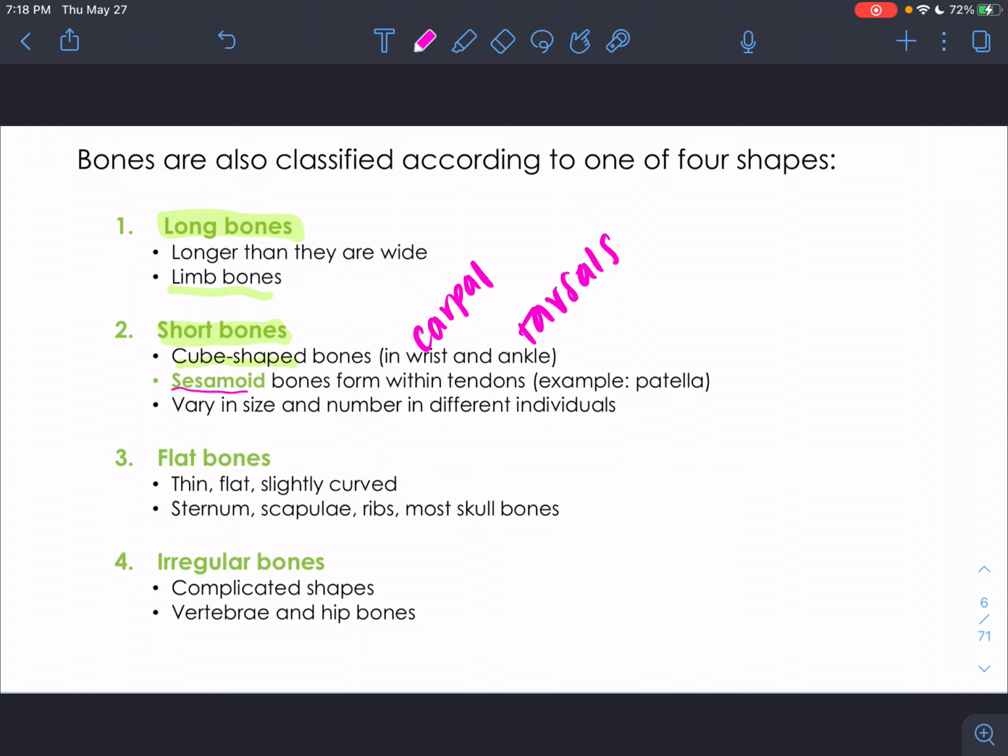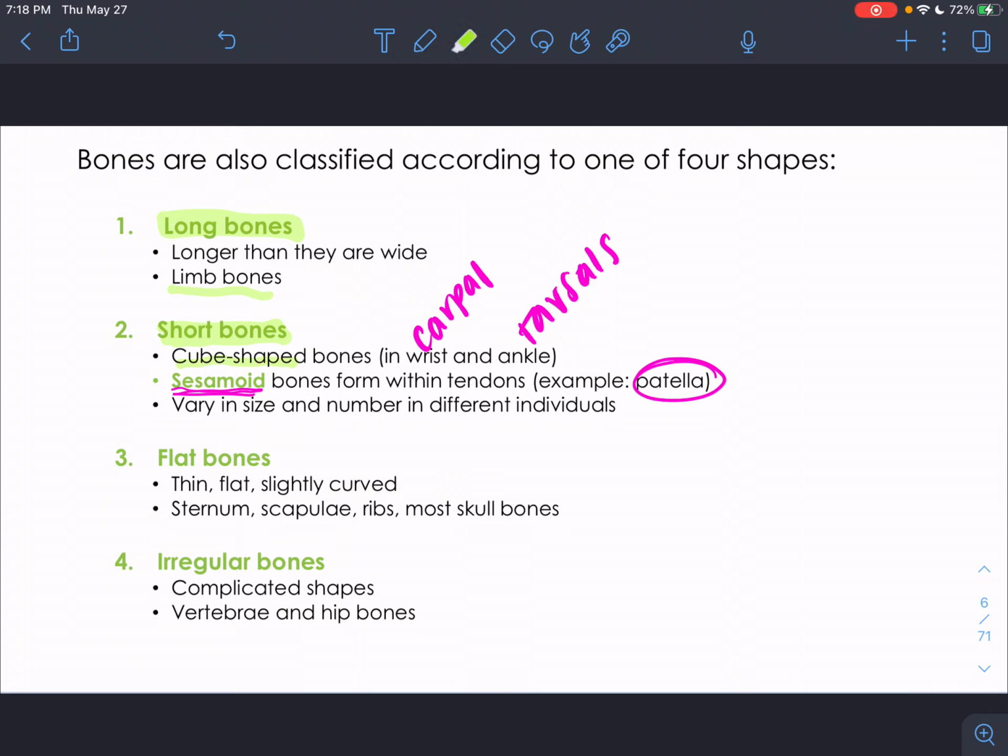Sesamoid bones are a specific type of short bone that forms within a tendon. So you have some of these in your hand, but the main one that we're going to talk about is the patella. But technically, the pisiform is a sesamoid bone as well because it's within a tendon.